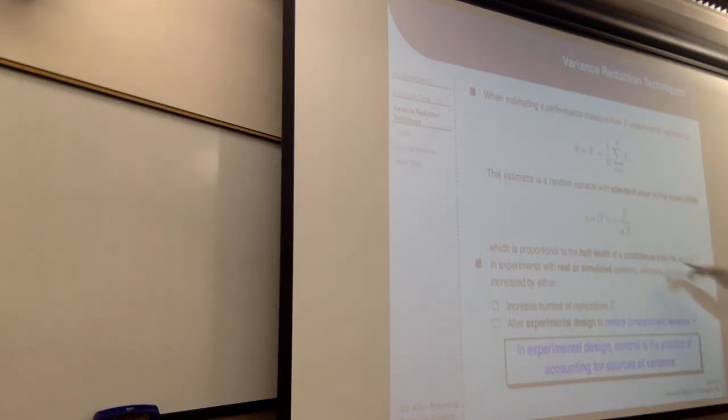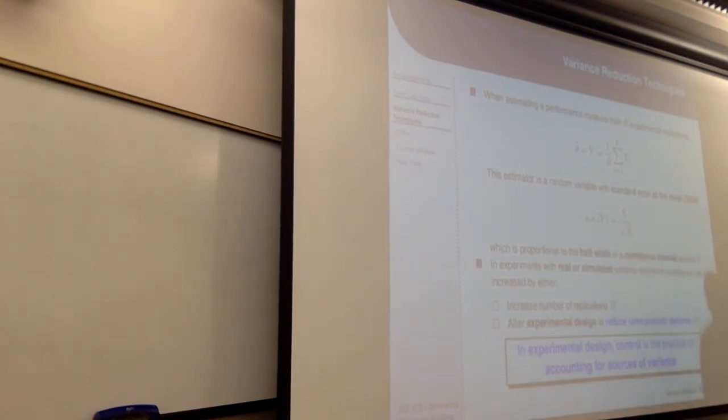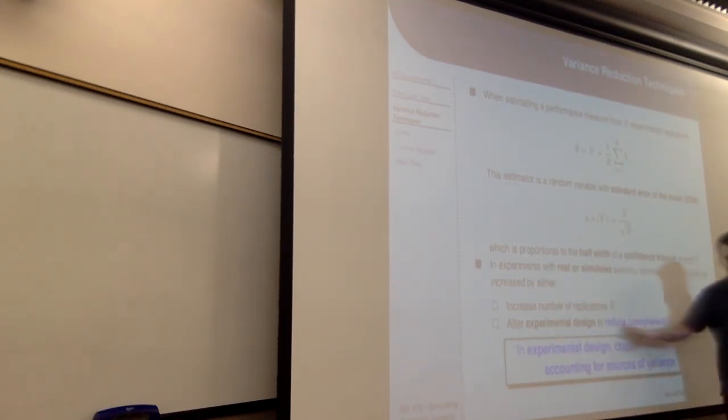I look at the standard error and I know that I can increase my number of replications, and that will bring my confidence intervals down. But that's pretty costly to do. Is there some other way that I can deal with the numerator? So somehow reduce the amount of variance that is in my estimator. And in experimental design, this is what we call control.